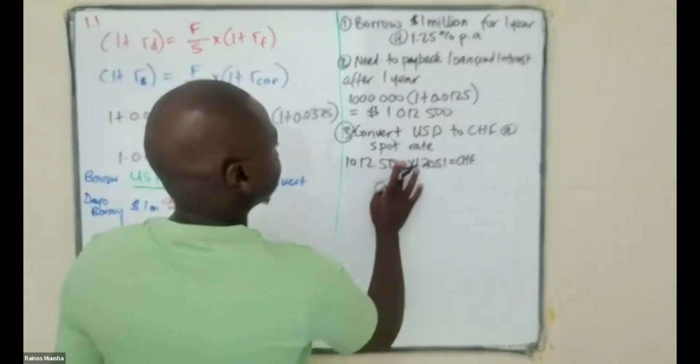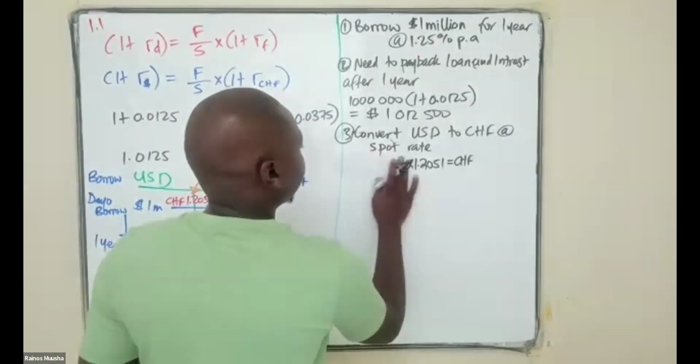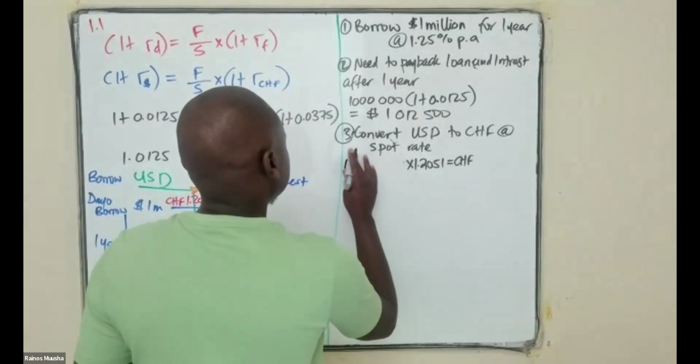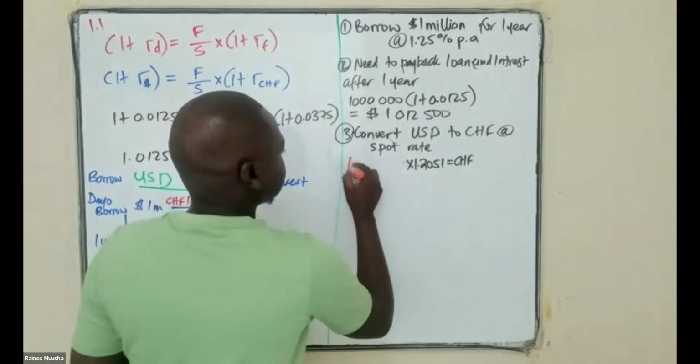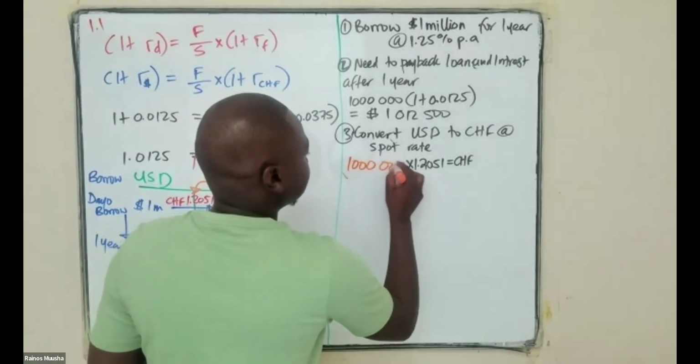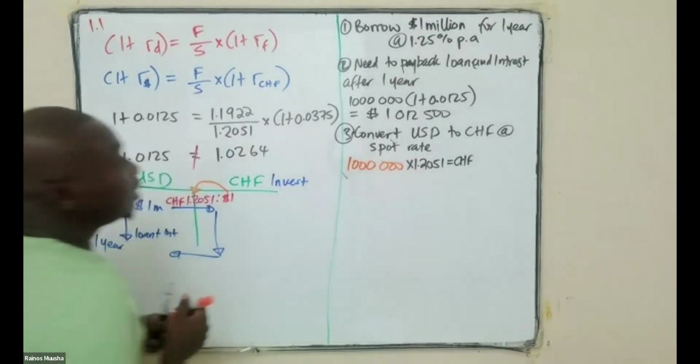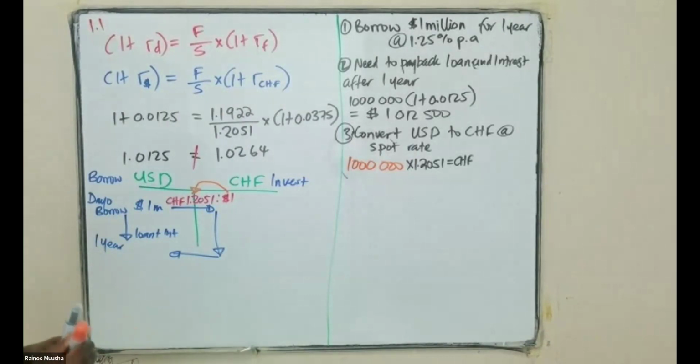Sorry, are we not converting the 1 million? Oh, yes. Yes, it's with the 1 million without the interest. Sorry about that. Because remember, the 1,012,500 is the loan plus interest after 1 year. Yes, it's the 1 million.